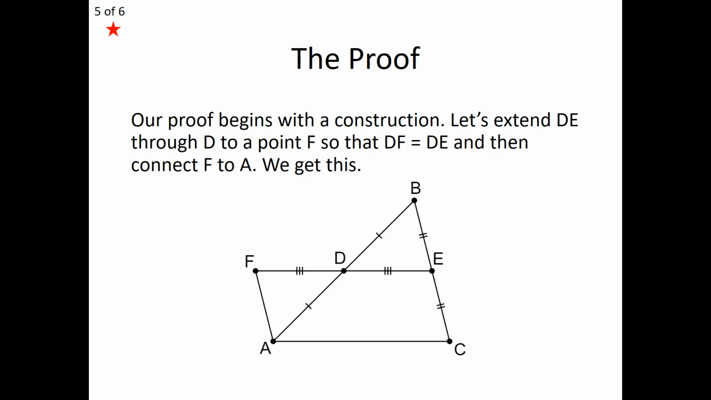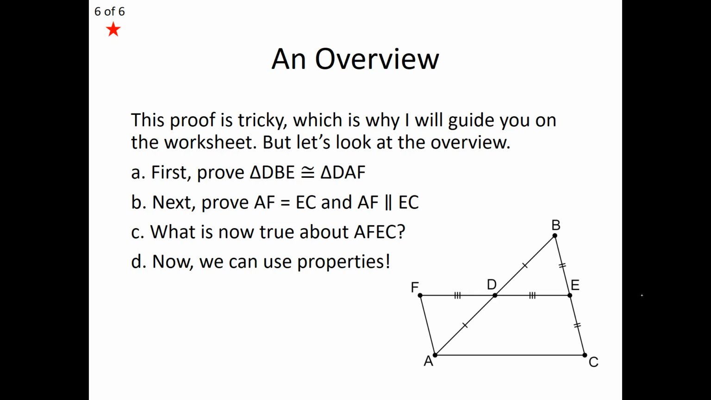As it turns out, with this construction, we are now able to prove that DE is parallel to AC and that DE measures half the length of AC. Now, I'm only going to give you an overview of this proof. On the worksheet is where you're going to find the details, and this is going to be guided. I have set up all of the statements. You give me the reasons for this. But in this overview, I'm going to point you in the right direction of where you should be going.